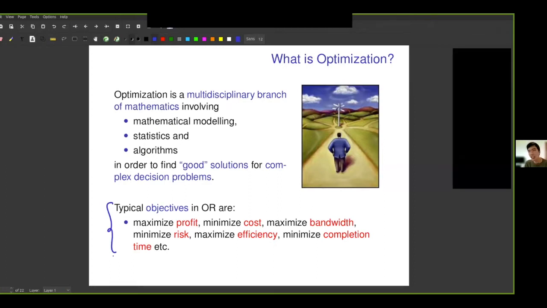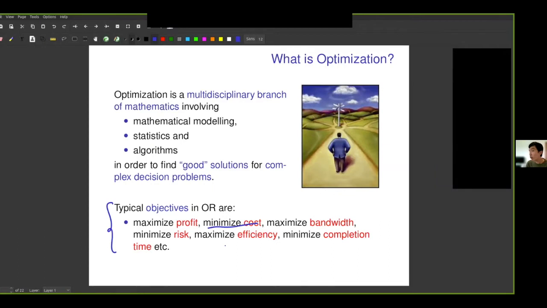For instance, if you are a business owner who would like to sell some products, the objective that may be of interest to you is to maximize the profit that you could earn. If you are a government, maybe profit is not your biggest concern, but you may want to minimize the cost of your operation. This is another typical objective that you encounter in OR studies.